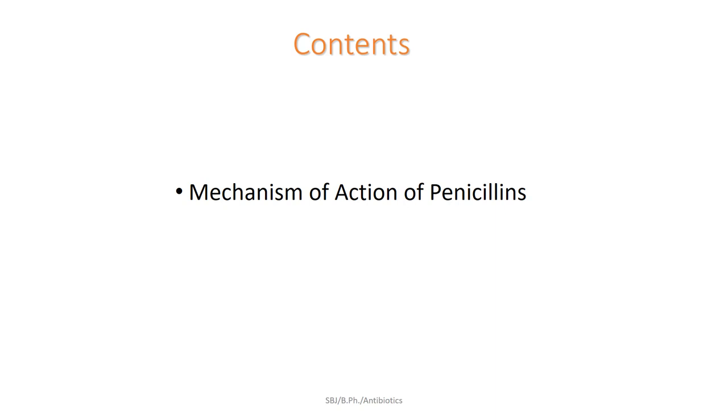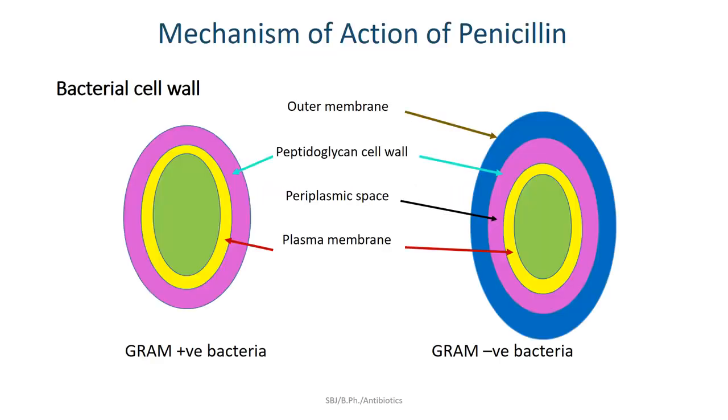We have already seen the history and classification of antibiotics. Today we will see the mechanism of action of penicillins. Students, we have seen the introduction and classification of the antibiotics. Now, we shall see the mechanism of action of beta-lactam antibiotics. We know that the beta-lactams act by inhibiting the cell wall synthesis.